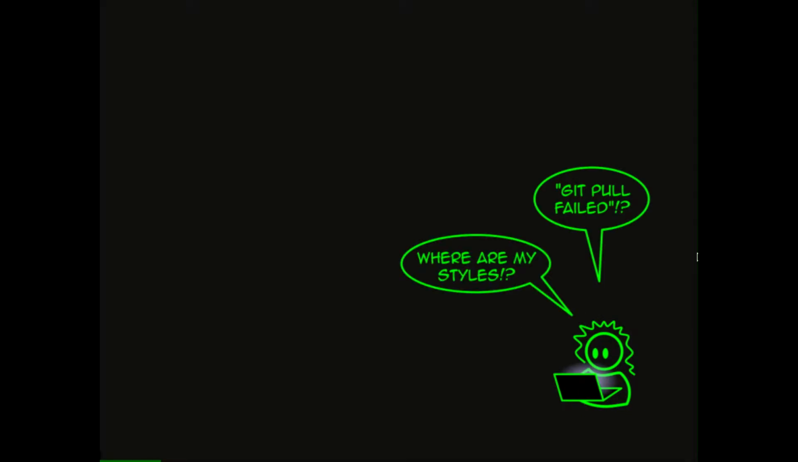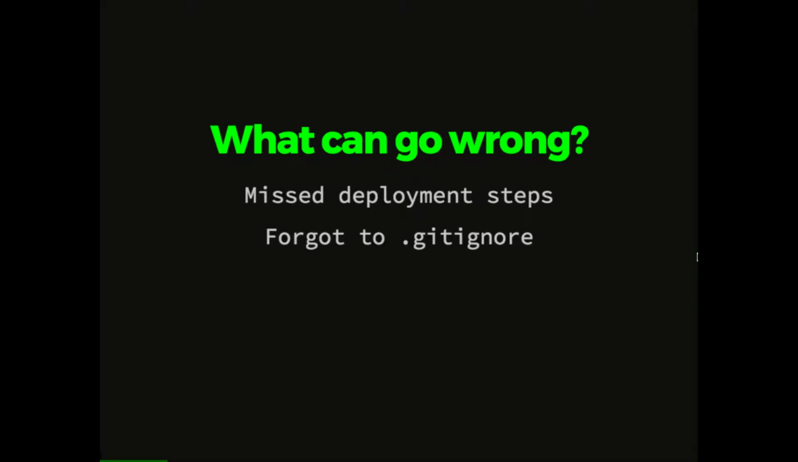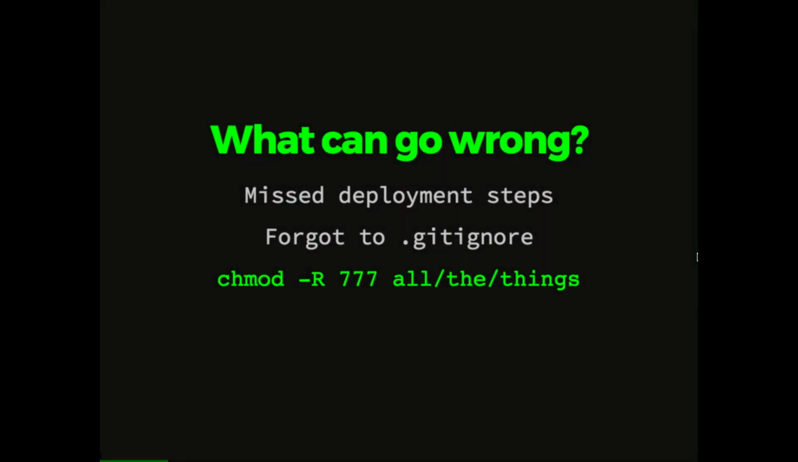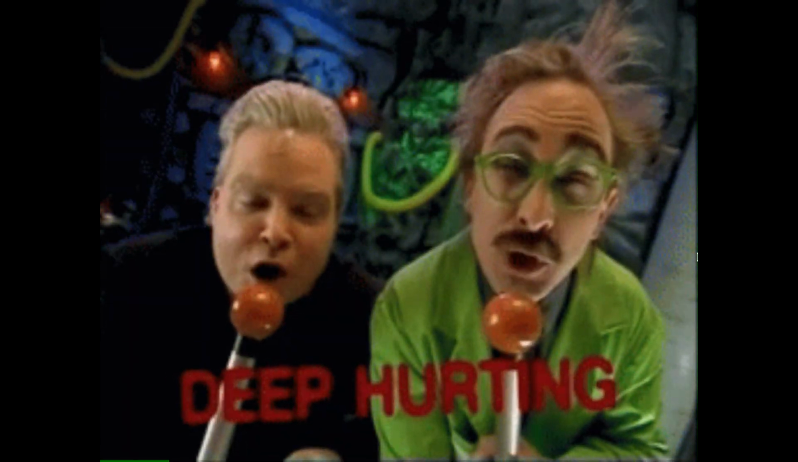What happens when things don't go well? What happens if your git pull fails, or maybe your styles don't show up correctly, or you get uncaught exceptions all over the place and you don't know what's going on? You might have missed a deployment step. You might have forgot to gitignore stuff. In desperation, you might have actually done chmod -R 777 on all the things, and then after that, you might need to roll back, and it's just a bunch of deep hurting.